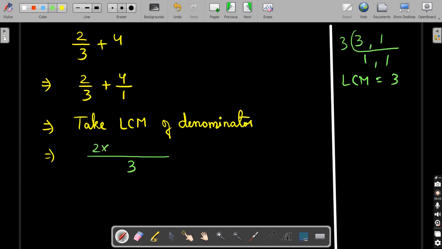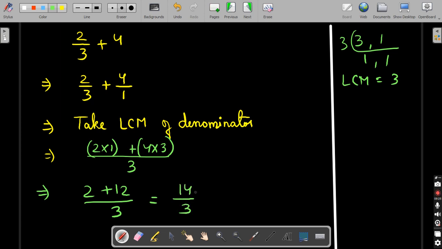Now 3, how much are 3? 1 is 3. So 2 into 1 plus 4 into 1. Now how much is 3? So 3. Now what will I do here? 2 1s are 2, 4 3s are 12, by 3. 2 plus 12, how much will I get here, dear student? 14 by 3. Now one is a prime number and another is an even number, so a composite number. So this is also in simplified form, we can't solve further, there is no common factor between them.